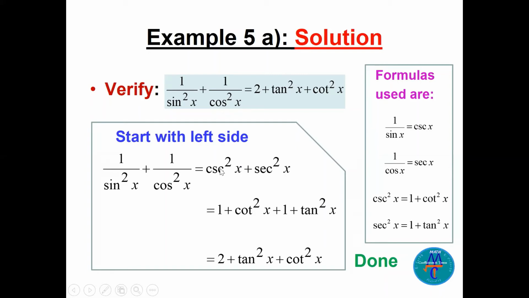Now there is a formula for cosecant squared of x, 1 plus cotan squared of x. And there is a formula for secant squared of x also, it's written here, 1 plus tan squared of x. That's from your memory. So you add 1 and 1, it becomes 2 plus tan squared of x plus cotan squared of x, which is the right side. So we say done. So you start with one side, simplify it until you reach the other side.